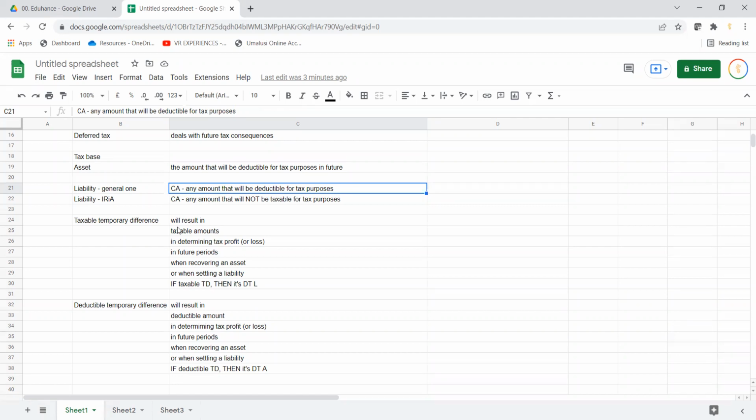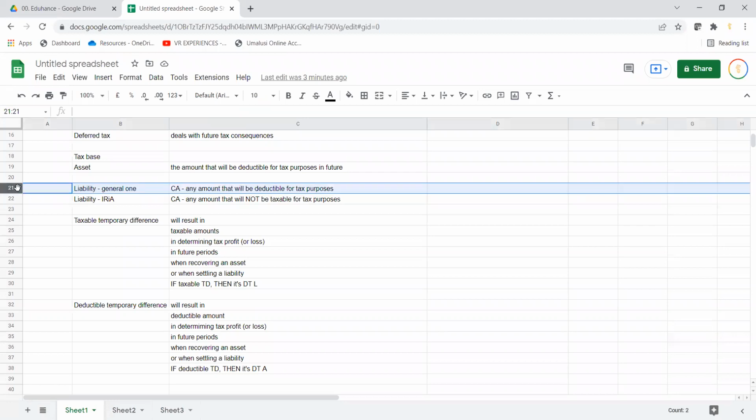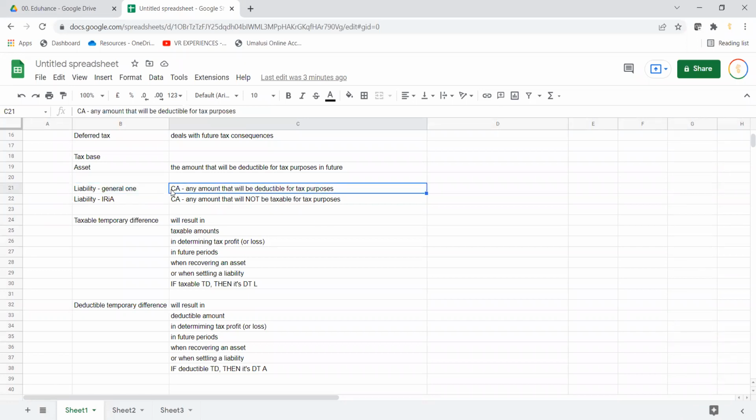Therefore, the tax base for this liability would be carrying amount 1 million rand minus any amount that will be deductible for tax purposes. What will be deductible for tax purposes is 1 million rand. So therefore, the tax base for this liability will be 0. That is basically how to think through it. I'm going to move on quickly because we're going to cover that exact example just now.